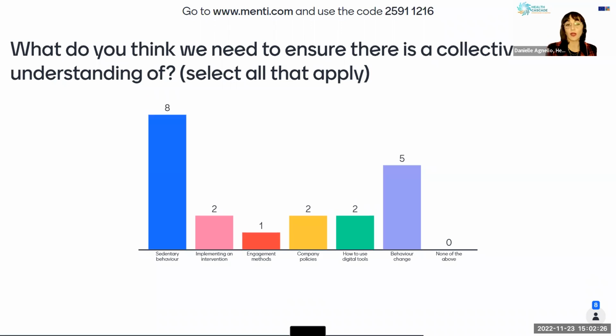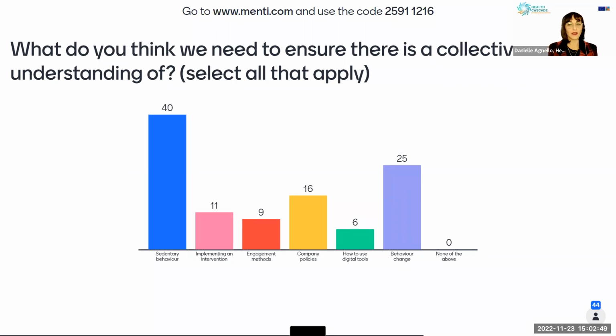For example, some of the possibilities are sedentary behavior, how to implement an intervention, what kind of engagement methods you use, what are the company policies, how do you use any digital tools that you might be working with, and behavior change. Or the last one is none of the above. None of these are important.